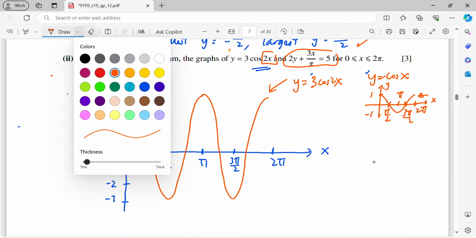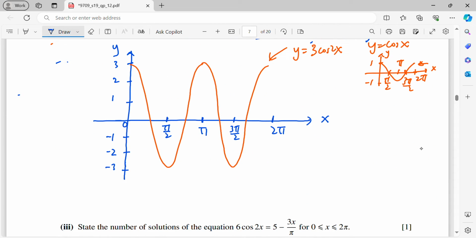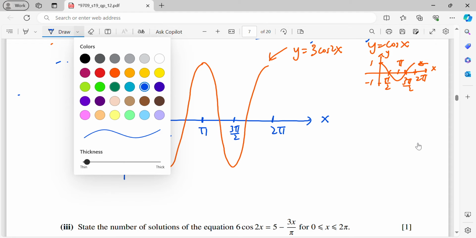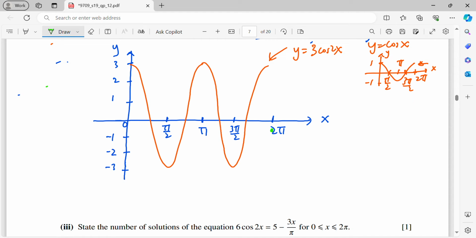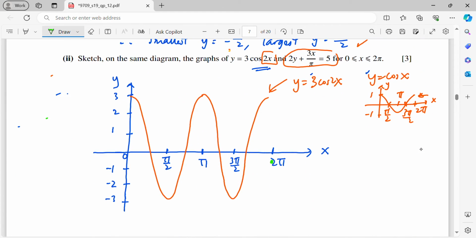So just mark. And the minimum happens at x equals to 2 pi. Sorry, your y equals to negative half when the x is 2 pi. So 2 pi, negative half. Alright? And then when x is 0, your y is 5/2. 5/2 is 2.5. So now join these 2 points using a ruler. Okay, here I will just simply join.